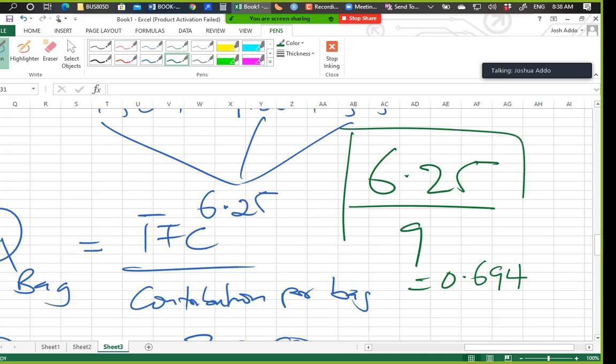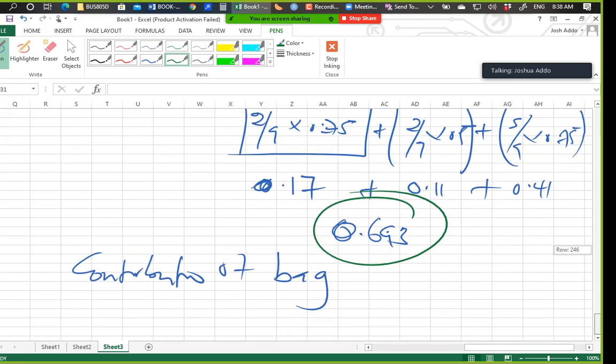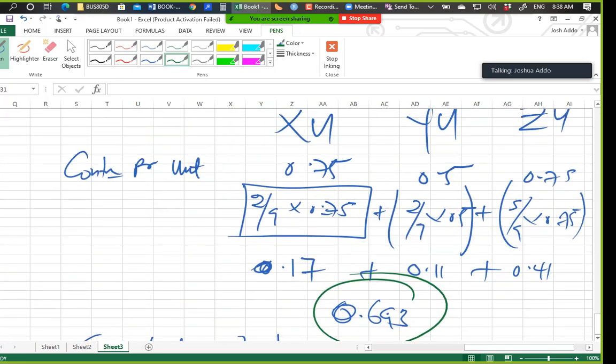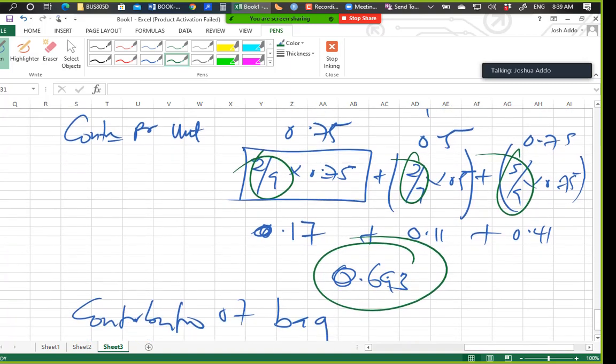You can calculate it as the total contribution of the bag divided by the total number of units in the bag. You can also calculate it by this formula. For every product, this is your contribution. We are weighting your contribution by your representation in the bag. Your representation is 2/9 times your contribution. Your representation is 5/9. You have the biggest representation. When you sum all of them, you get the weighted average contribution. So 0.694 approximately.